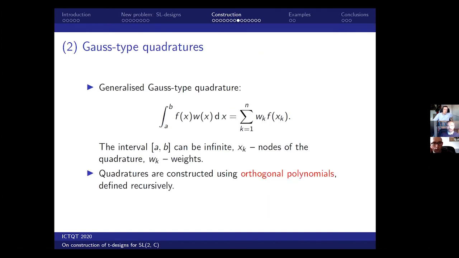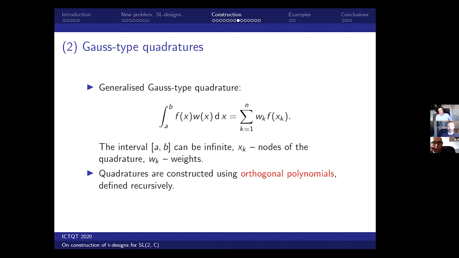And as a second tool, we generalize Gauss type quadratures. We need them to find the finite averaging sets for this non-compact part. But firstly, let me just define this. This is just a quadrature formula for a single valued function, a function of a single variable, which is integrated with respect to some weight function W. The aim of the quadrature is to express this integral as a finite weighted sum of this function evaluated at some fixed nodes of the quadrature. And this interval can be infinite, of course.